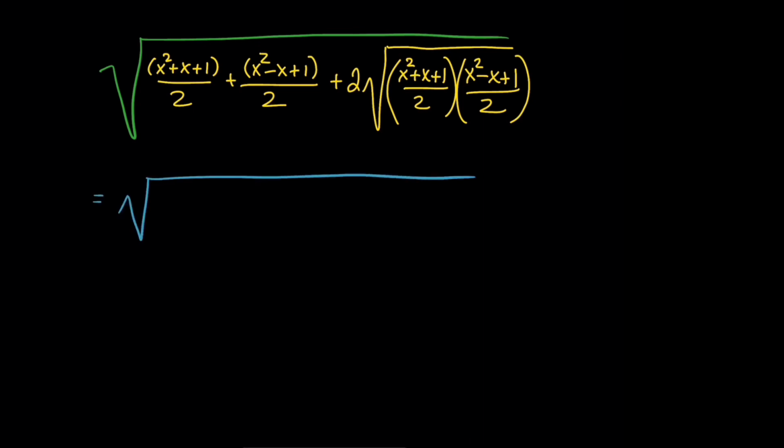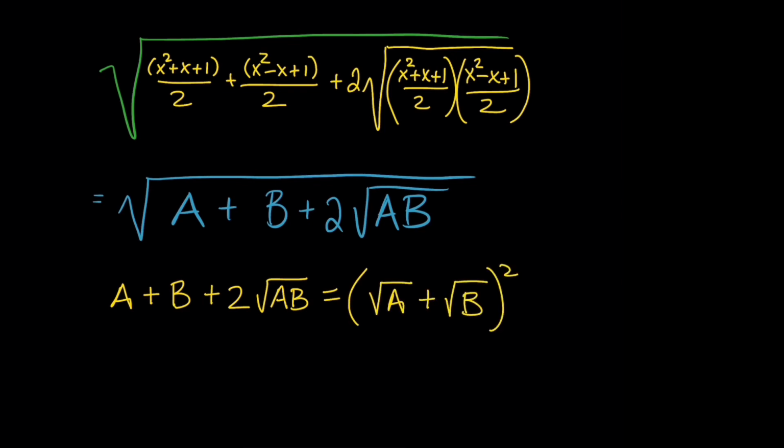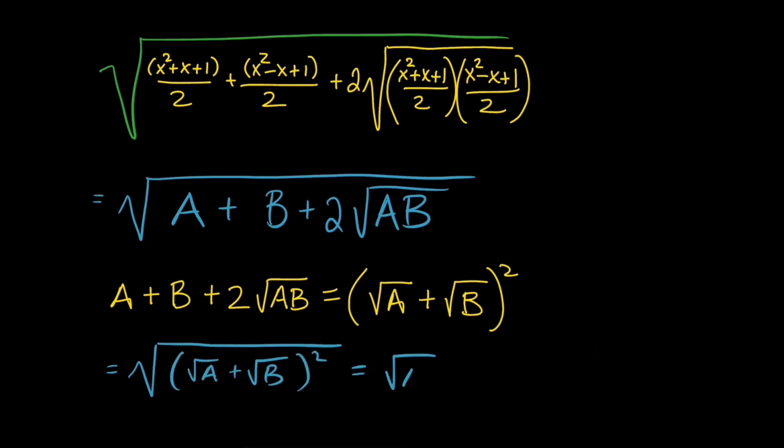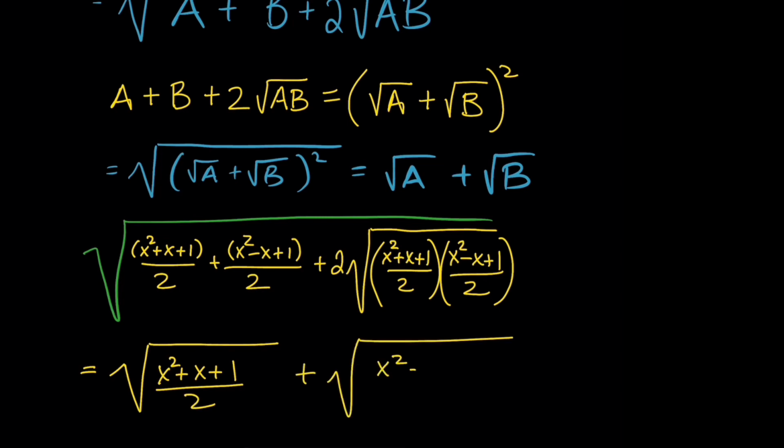And so we notice that this radical is of the general form square root of a plus b plus 2 square root of a times b. And that inner part, the a plus b plus 2 radical ab, can be factored into the square root of a plus the square root of b, squared. And so we can pull that thing out of the bigger square root, and our integrand just becomes the square root of x squared plus x plus 1 over 2 plus the radical of x squared minus x plus 1 over 2.